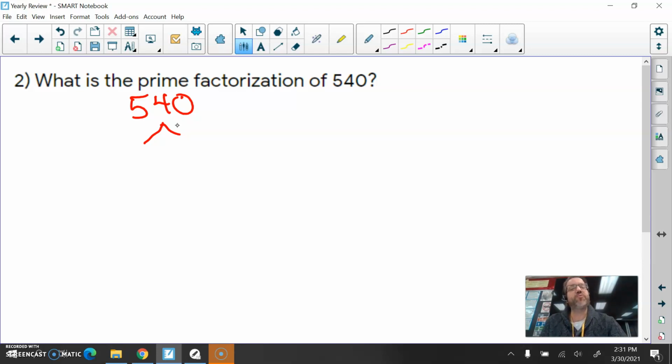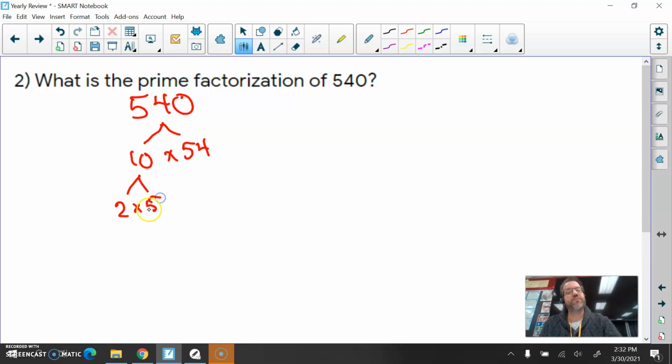You know what most people would realize is since it ends in a 0, why don't we just put 10 times 54, or 54 times 10? Split it apart that way. And then we can split the 10 apart because it is not prime.